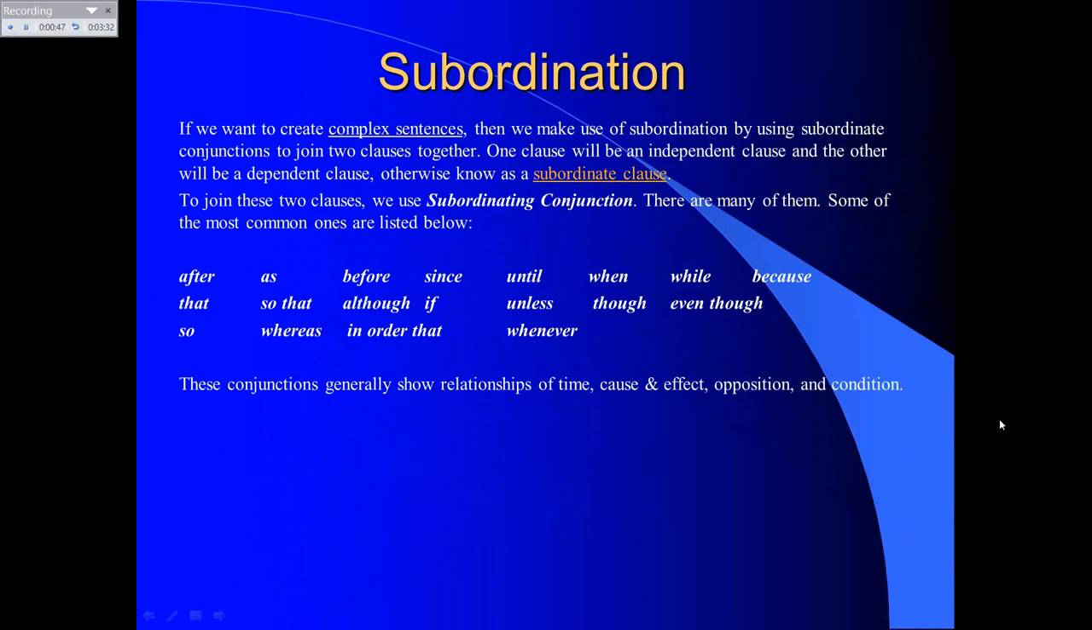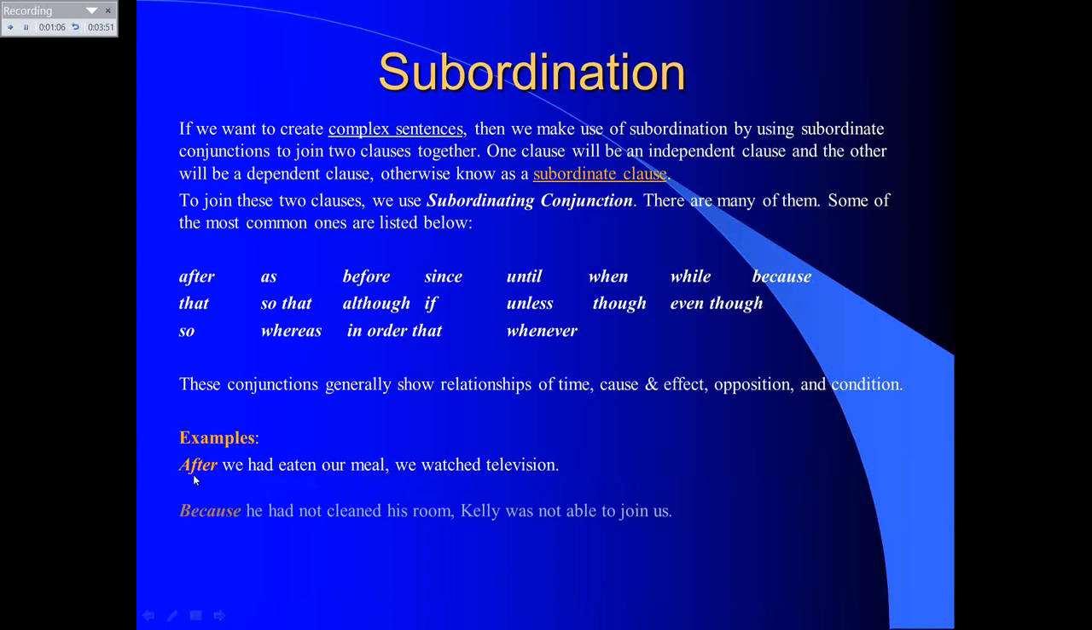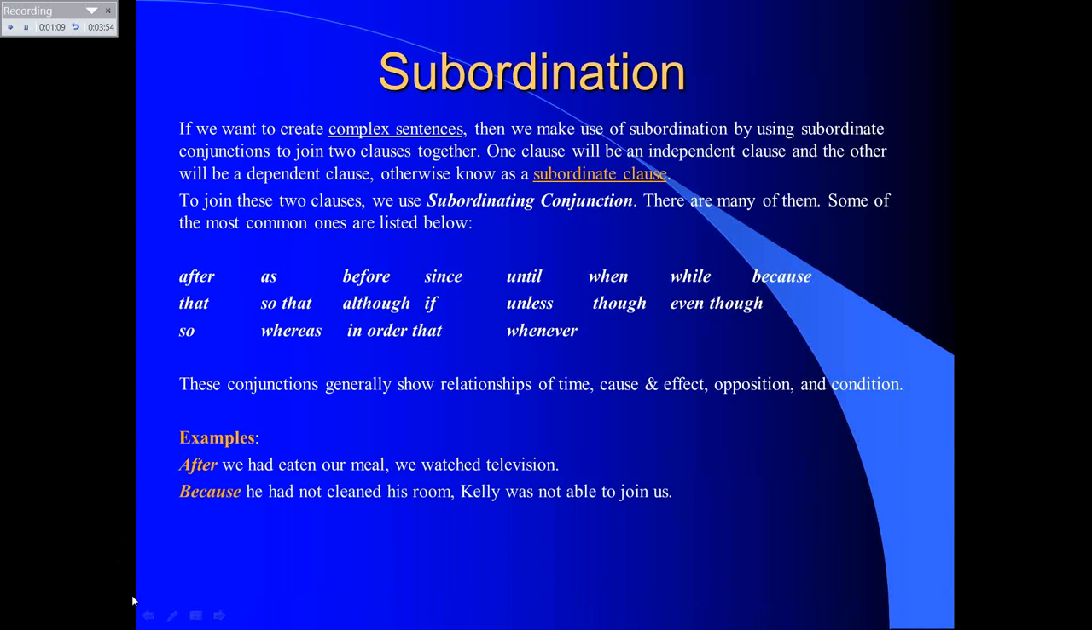They show relationships of time, cause and effect, opposition, condition. And here's an example. After we had eaten our meal, we watched television. Here's your subordinate clause. It introduces the sentence. It's called an adverb clause, and it begins with one of these subordinate conjunctions. Here's another one. Because he had not cleaned his room, Kelly was not able to join us. This is your subordinate clause. It also is an adverb clause. It introduces the sentence, and it begins with the conjunction because.